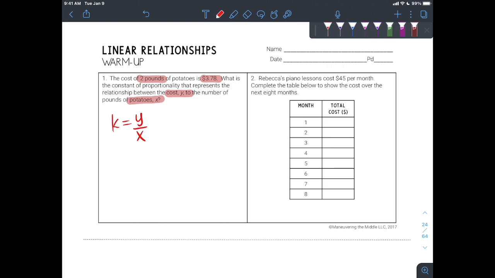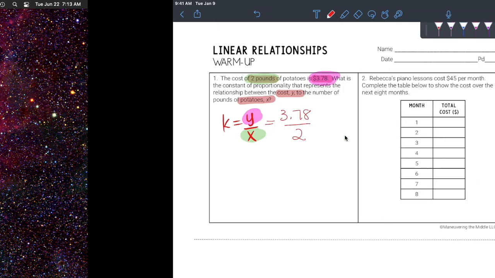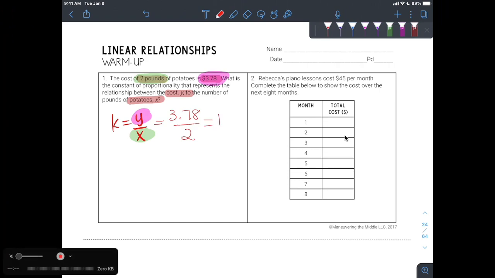And now all I have to do is go ahead and plug in my x as well as my y. And I can reduce it. I'm going to go ahead and use my calculator here. 3.78 over 2, 1.89. Now this is significant because this tells me $1.89 for every pound of potatoes. This is how we would do it in real life. We would talk about how much each pound costs.